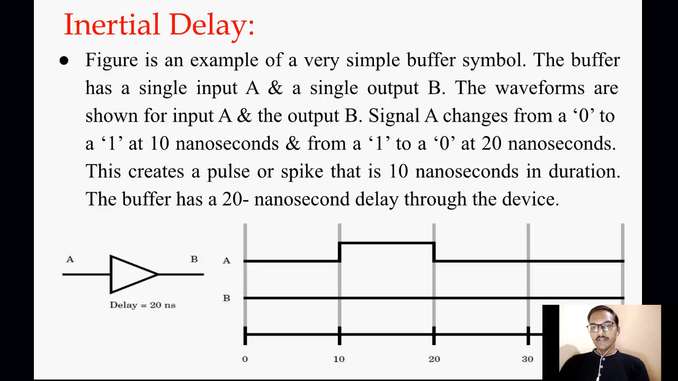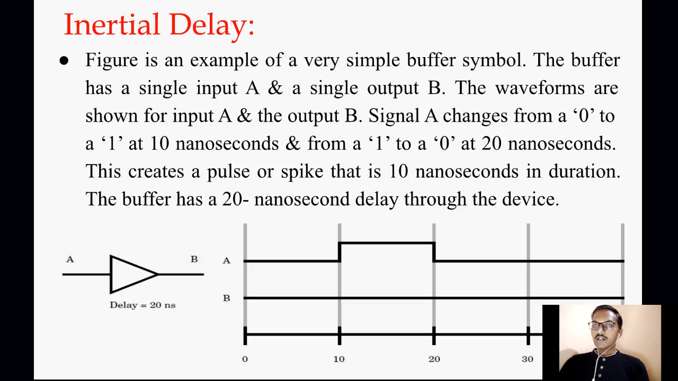Now let's see this buffer that has input A and output B, and the delay of the buffer is 20 milliseconds. Whenever we apply the input A, if the input has spikes shorter than the delay of that particular circuit, then the output will not change, and if the input pulse is greater than the delay of that particular device, then it will change its output.